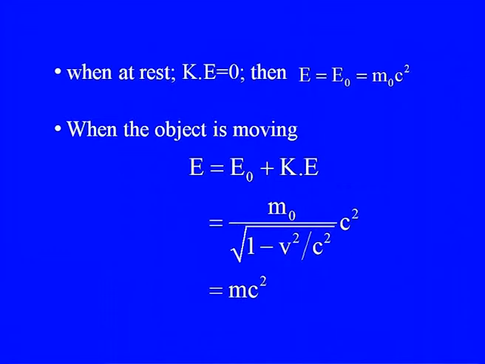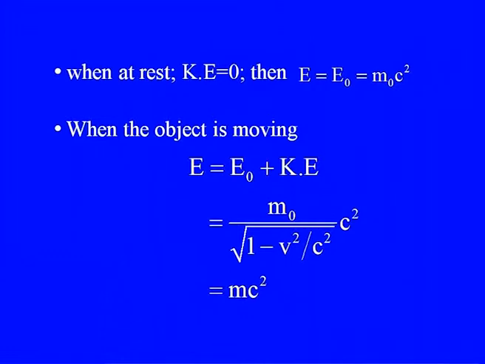Remember, if you go back to our old slide, we see that when the body is at rest, the kinetic energy is 0. But the total energy is still m0 c square when the body is at rest. So that justifies the term rest mass energy. That's the intrinsic energy associated with the body even when it is at rest. So when the body starts moving, the total energy would be this intrinsic rest mass energy plus whatever kinetic energy the body has gained.